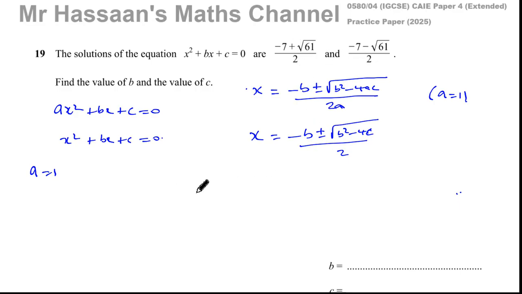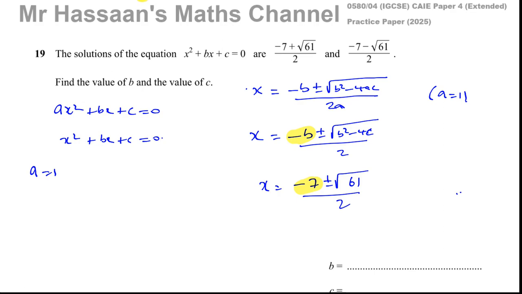Basically, what we have here in our answer is -7 plus or minus the square root of 61, over 2. That's exactly what we have here. So if we compare these, then this must be the same as that. Everything else is the same. These two must be the same.